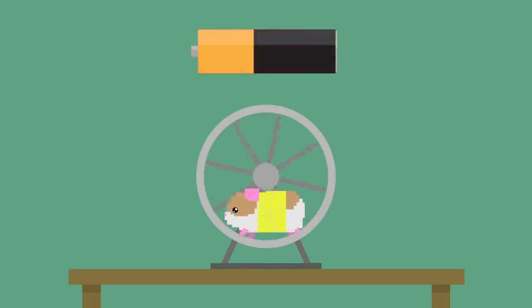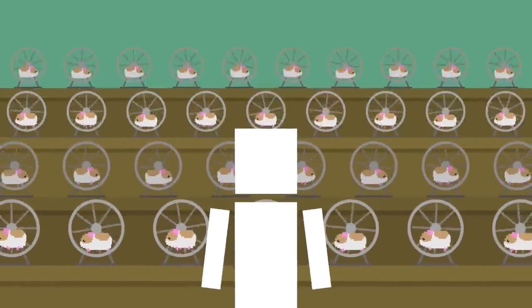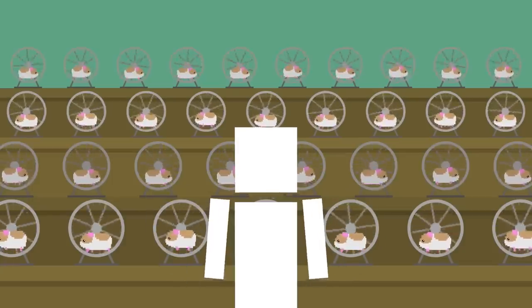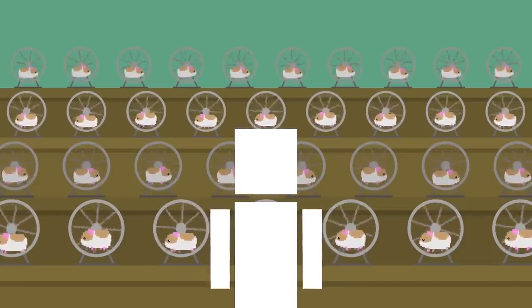For comparison, a standard AA battery contains a little under 4 watt-hours, or 0.004 kilowatt-hours, quite a bit less than what we would need to power a house. So unless you have a giant horde of hamsters to power your house, and I'm not judging here, you're probably going to need a different way to turn motion into power.